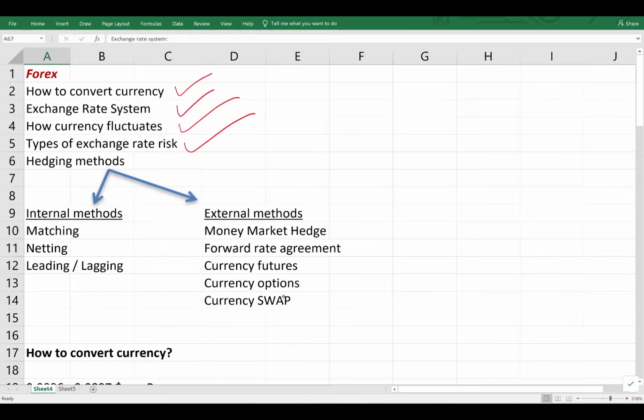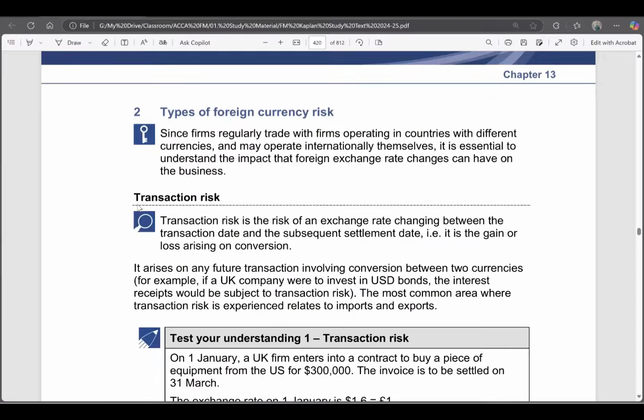Okay, before going to start, let's first of all start with the types of exchange rate risk. We need to understand what the exchange rate risk types are. We have three types of exchange rate risk: economic risk, transaction risk, translation risk. Basically, transaction risk is what? When you have transactions, transaction means your financial transactions, you buy something, you sell something, right?